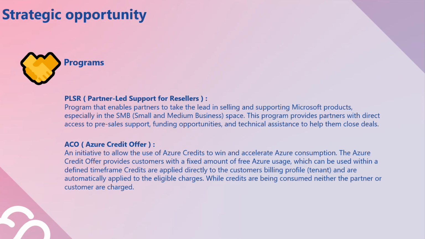Next one, the ACO, the Azure Credit Offer, an initiative to allow the use of Azure credit to win and accelerate Azure consumption. The Azure Credit Offer provides customers with a fixed amount of free Azure usage, which can be used within a definite time frame. Most of the time it is 12 months, and it is applied directly to the customer billing profile, directly on the invoice, and automatically applied to the eligible charges.